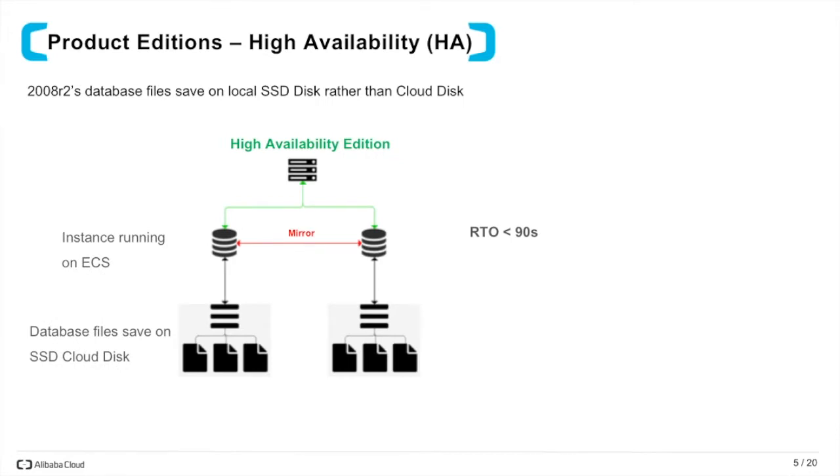Let me now talk about the high available instances. There are now 2 servers behind the one RDS for SQL Server service instance. The biggest advantage is the high availability feature, which offers a recovery time objective, RTO, under 90 seconds, and 30 seconds generally according to our experience.